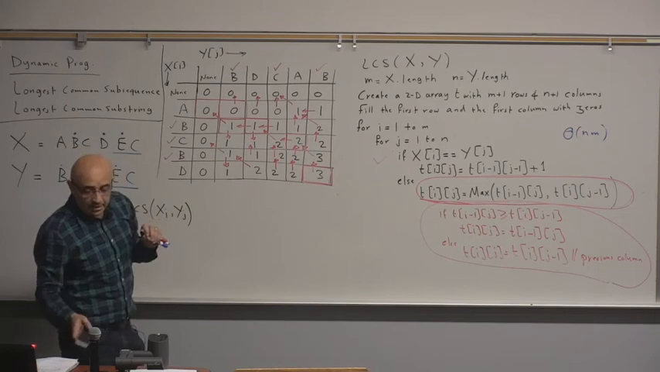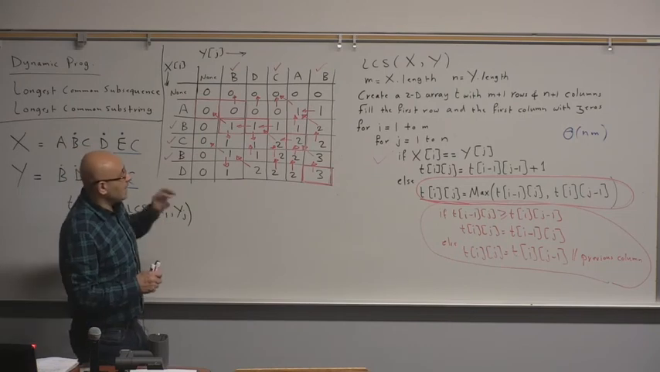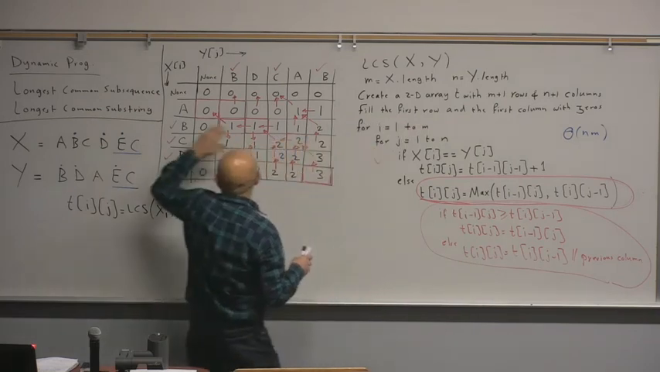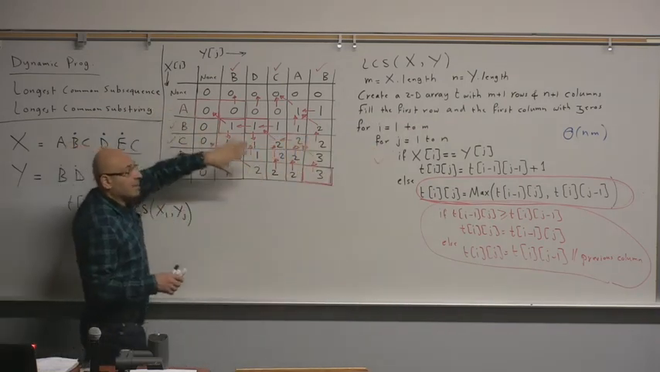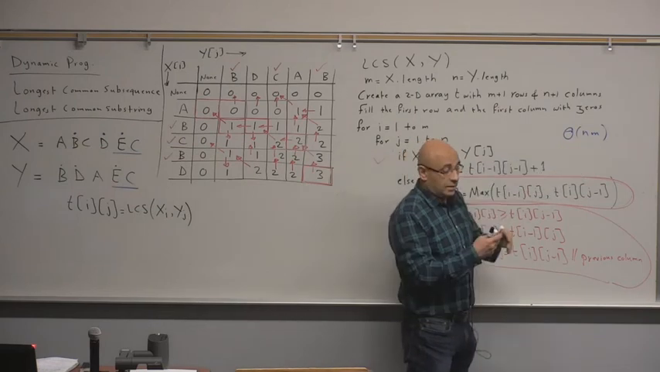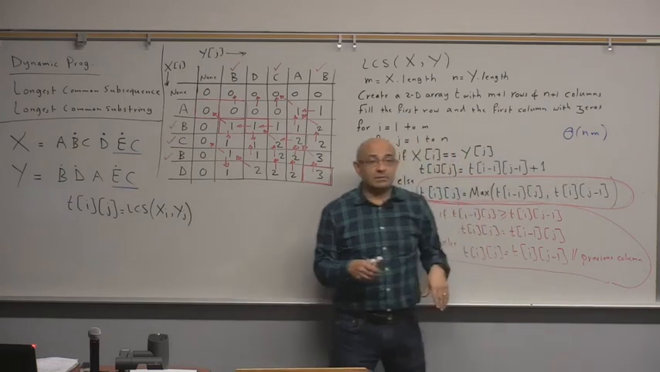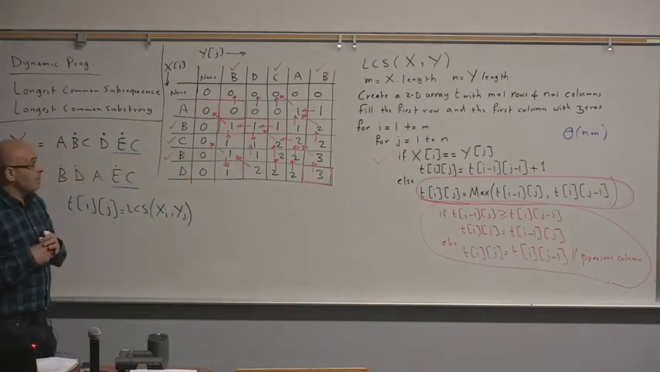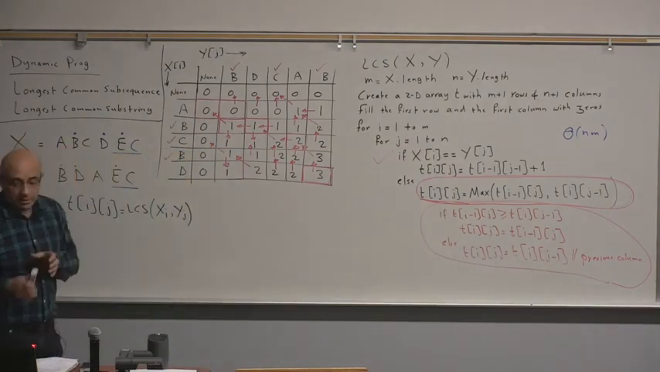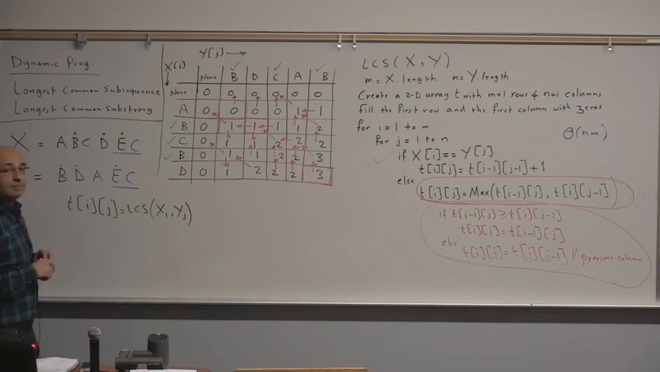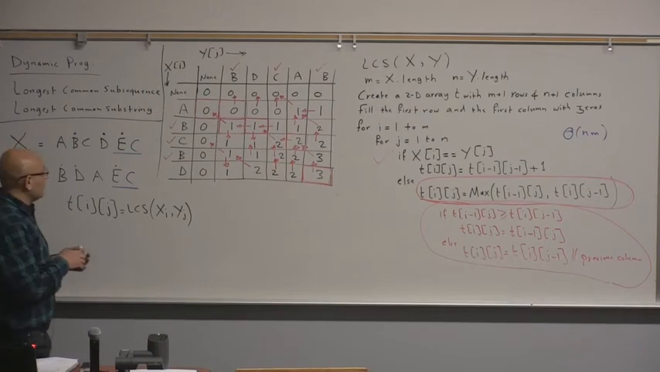The number of iterations of this is a linear function of this, but the overall running time is not linear. Thank you for asking. So this is not linear, but it's polynomial.